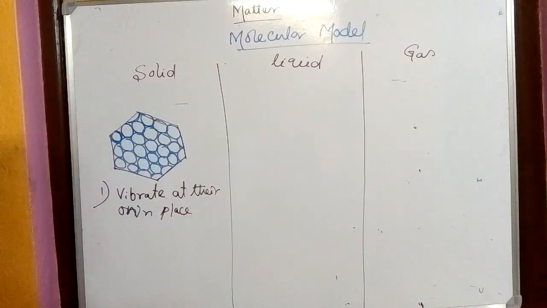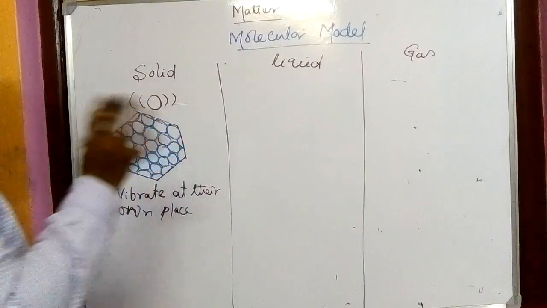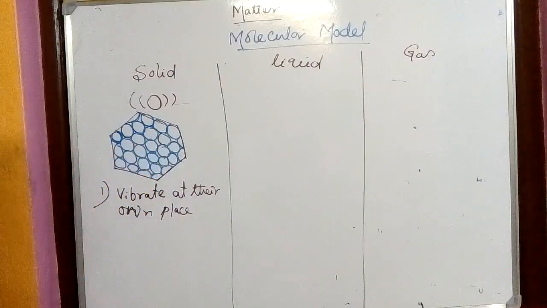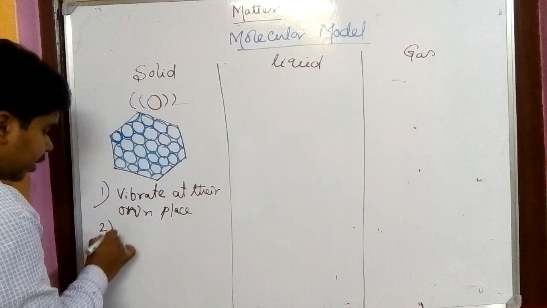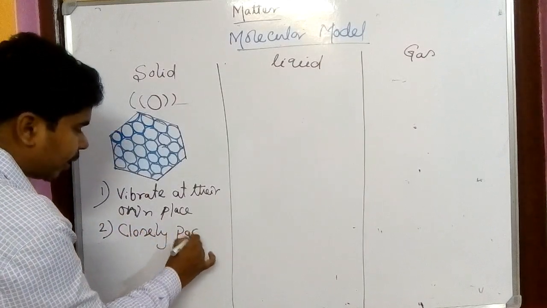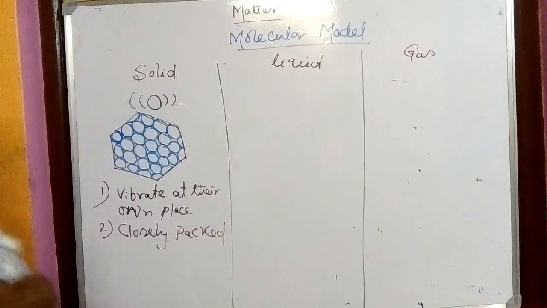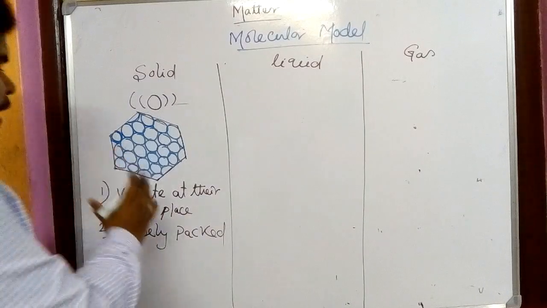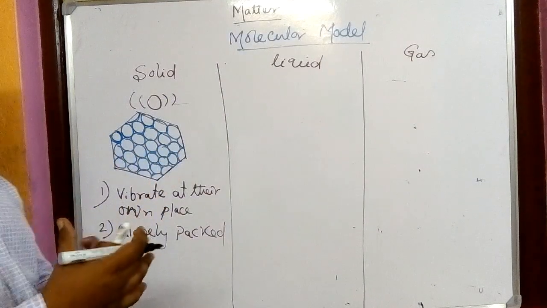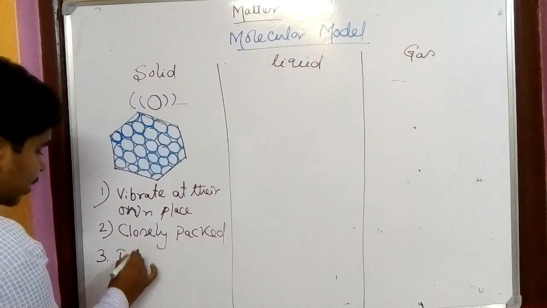So we can see the vibration of the particles. If I'm talking about the particles, they just start vibrating; they can move here and there. And by seeing the diagram, we can see it is very closely packed. As it is closely packed, we can say that the intermolecular attraction here is maximum. Otherwise, it cannot be closely packed.